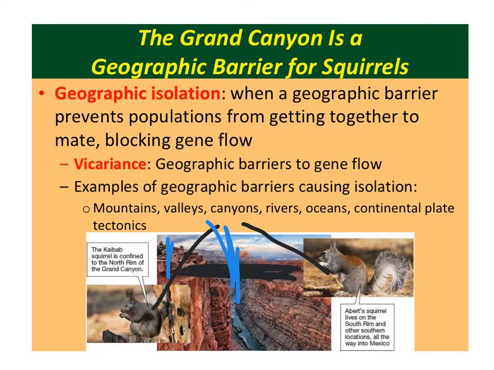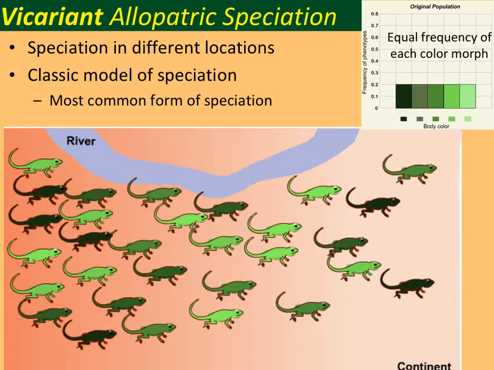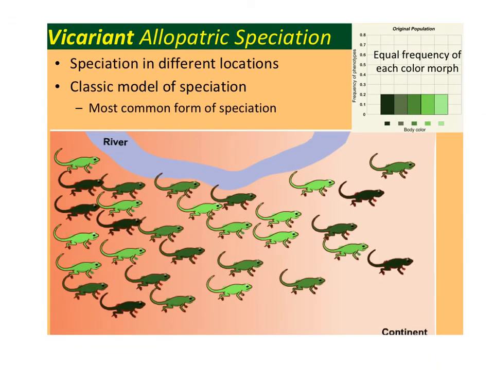So again, this is allopatric speciation in the Grand Canyon, a geographic barrier in this case, uplift, and then a river cutting across it, and there's now a big chasm, and this blocks gene flow. It's called vicariance. And there's other examples: mountains, valleys, canyons, rivers, oceans, continental plate tectonics. You know, also, obviously, when you have populations in one large location and then over hundreds of millions of years separate, that's also vicariance. So we're going to look at this in more detail.